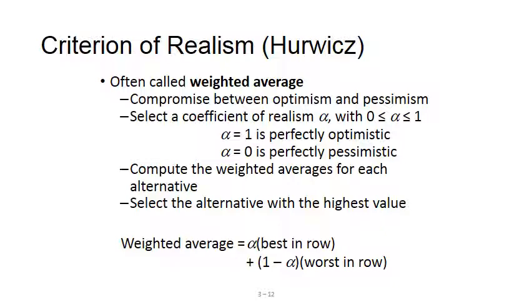The criterion of realism, also called the Hurwicz model, tries to balance between optimism and pessimism. In this decision model, we select an alpha coefficient based on how confident we are in a favorable market. Let's say you are 70% sure of a favorable market. Now, you need to be careful about the percentage here because you are making this percentage up.